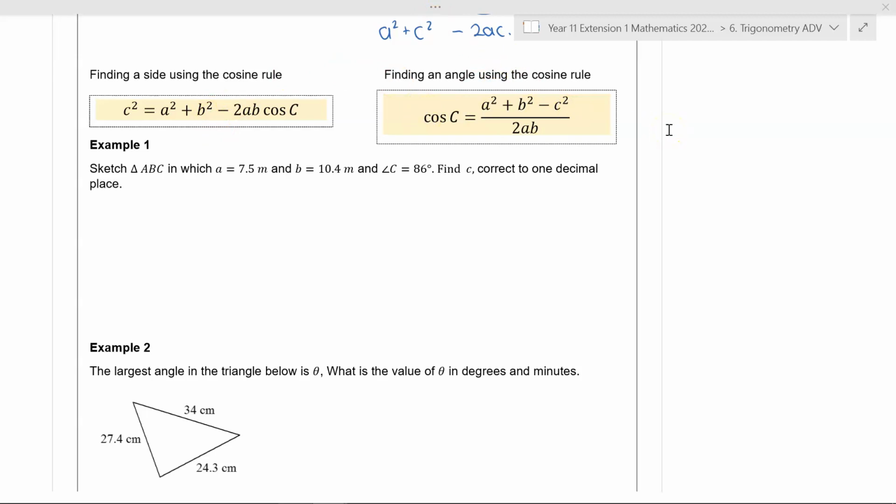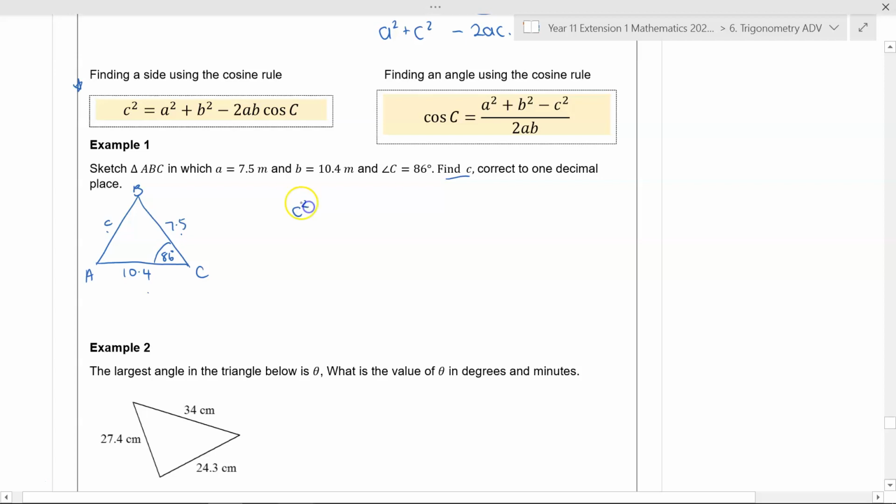So first of all, we're going to sketch triangle ABC. Remembering sketch does not have to be to scale. Little a is 7.5, little b is 10.4, and angle C is 86 degrees. And the question asks me to find this side here. We notice we have three sides, one angle, so that tells us we're going to use cosine rule, and we're finding a side, so we're going to use this first formula here.